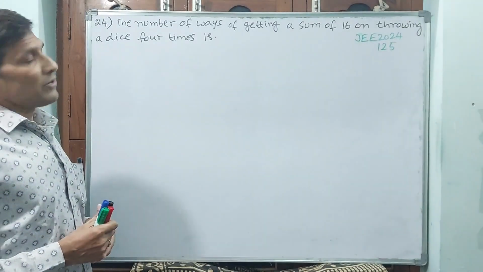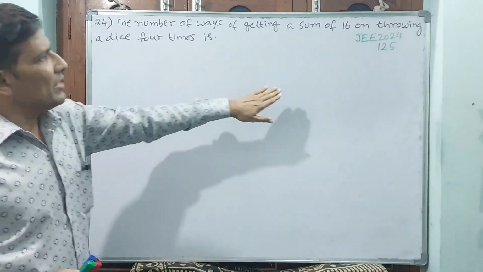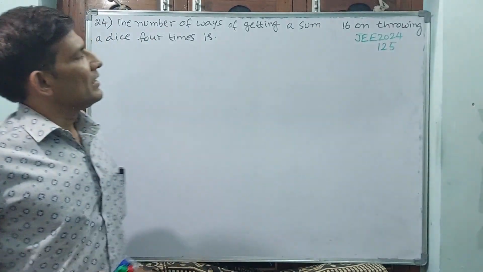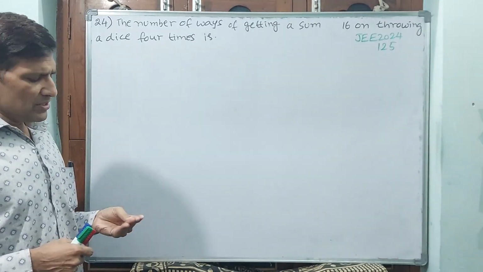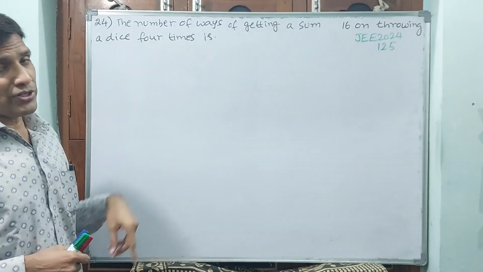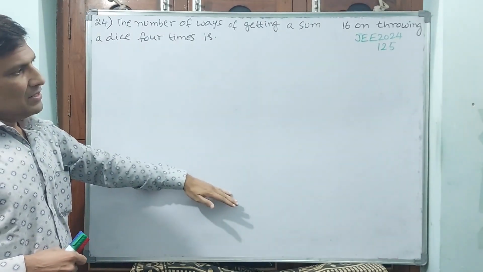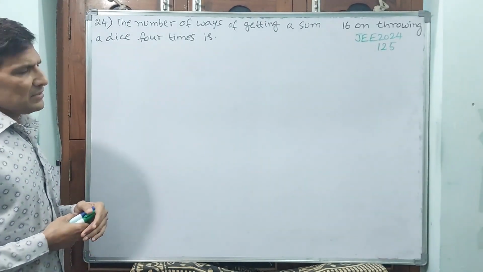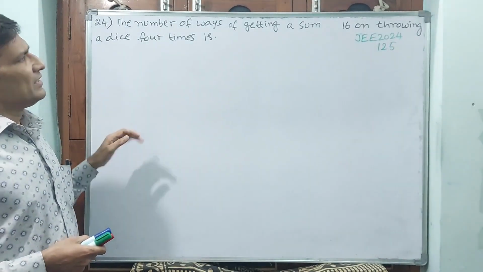Okay, see question number 24. The number of ways of getting a sum of 16, actually sum 16, on throwing a dice 4 times is. This question I have already done in permutations and combinations, but that method was an elaborative method and not a formula based method, and that method takes time, but it was very easy.